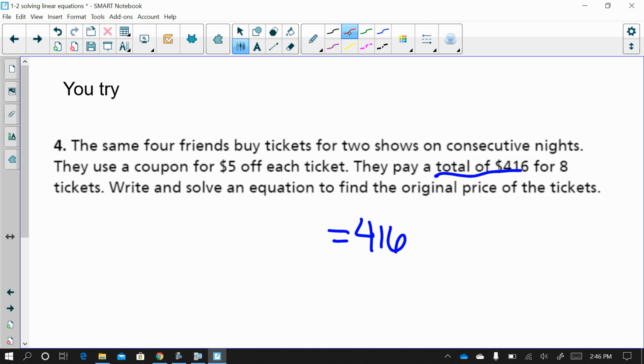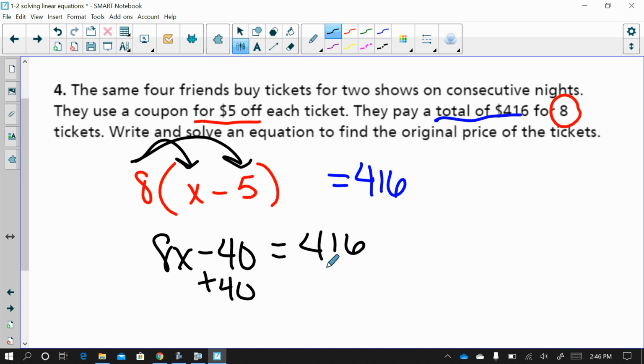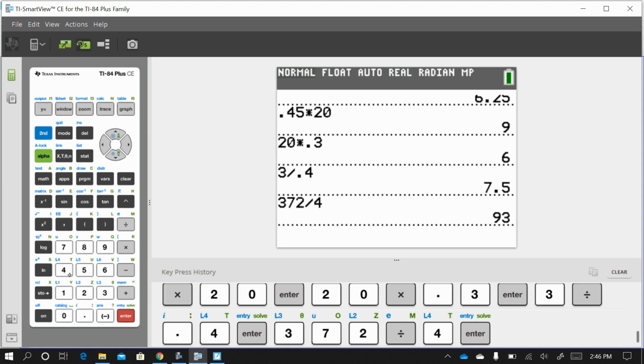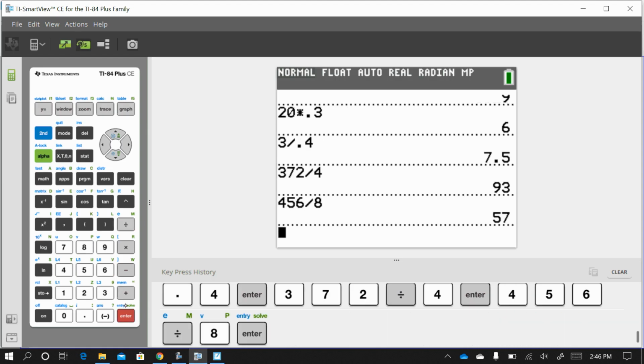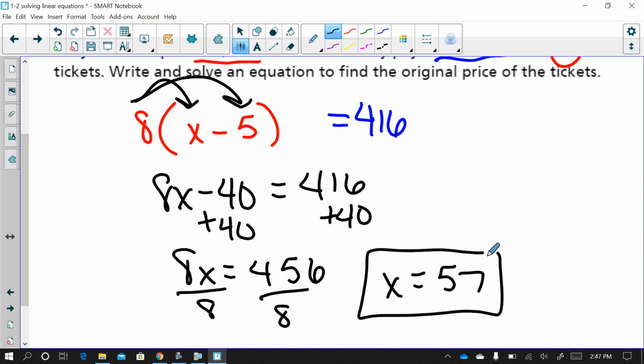Okay, how many tickets am I buying this time? Buying 8. And I don't know the original price, but it's $5 off. So I'm going to do x minus 5 inside those parentheses. Now we're able to solve. Distribute. 8x minus 40 equals 416. Add the 40 to both sides. 8x equals 456. Divide by 8. I get $57. And there you go.